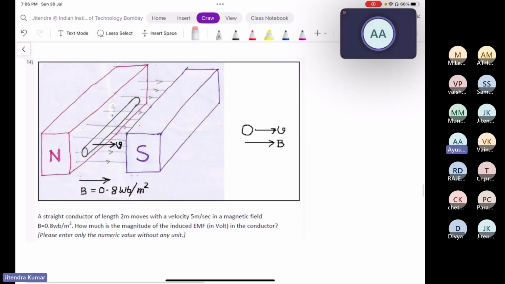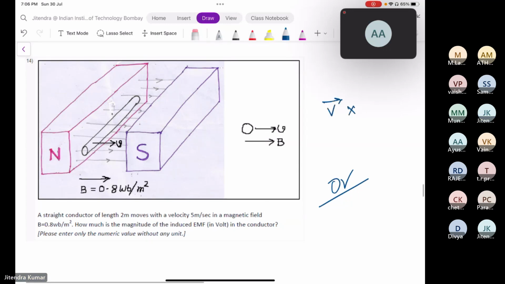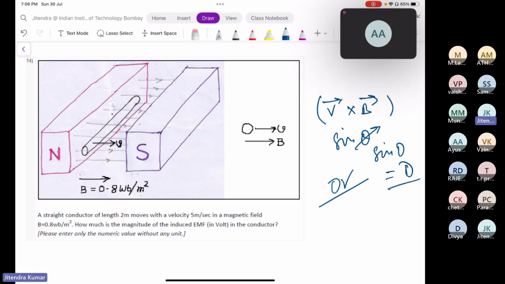Zero volt, sir? Yeah, that's correct. 0 volt, because both the magnetic field and the direction of the conductor's velocity are in the same direction. So if you apply V cross B, sine theta is equal to sine 0, and it will be 0. Okay, I hope it was pretty simple. Anyone had doubt in this?